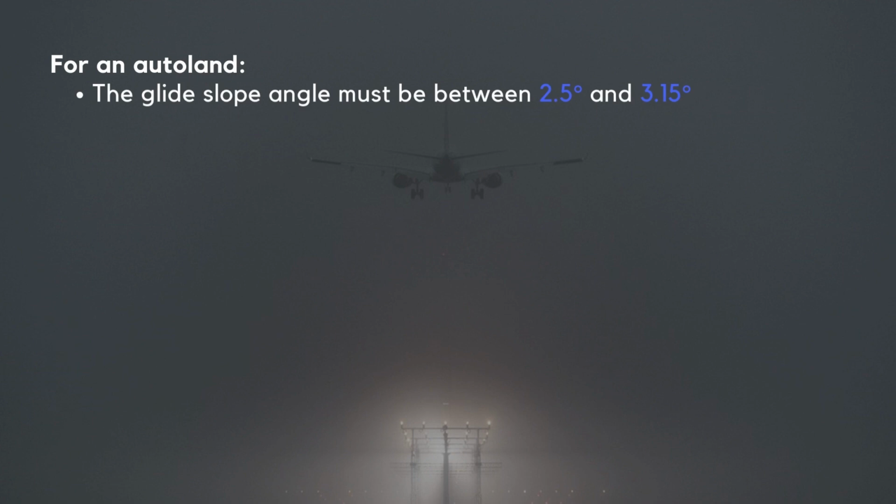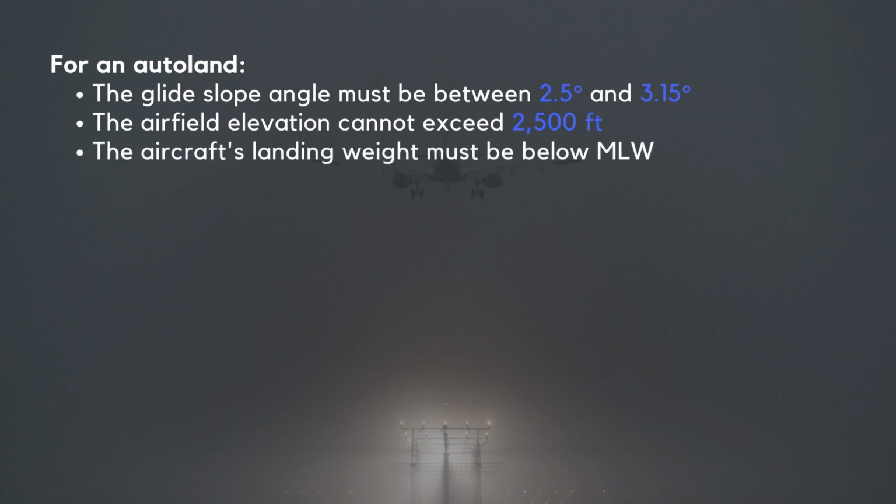Additionally, the glide slope angle must be between 2.5 degrees and 3.15 degrees. The airfield elevation cannot exceed 2,500 feet. The aircraft's landing mass must be below maximum landing weight, and the runway must not be contaminated. These conditions ensure that the Autoland system operates safely and effectively under low visibility conditions.